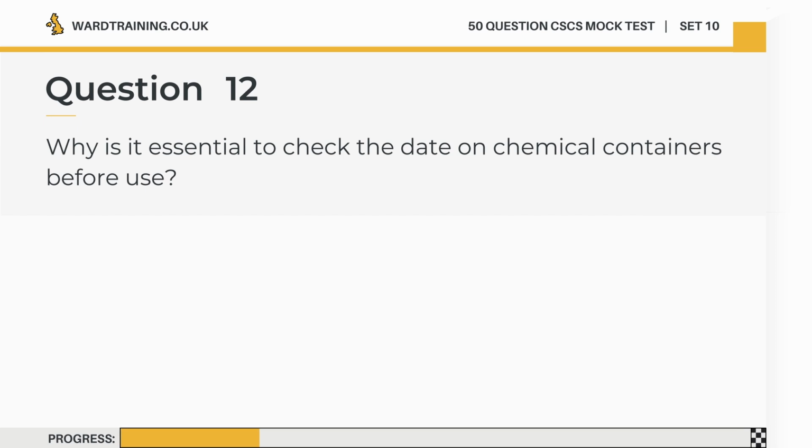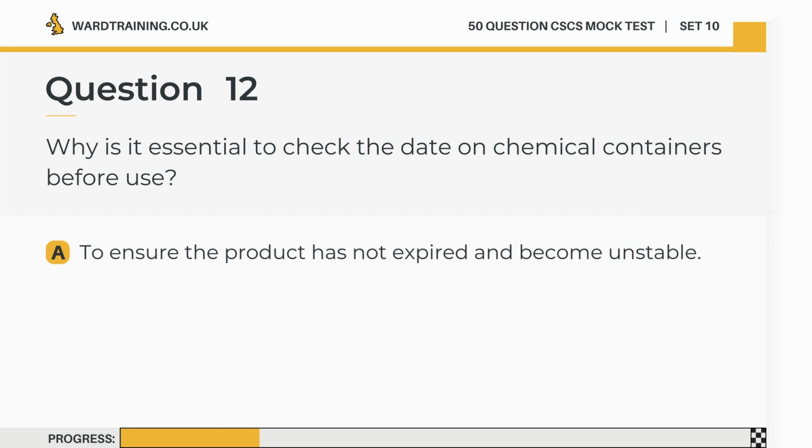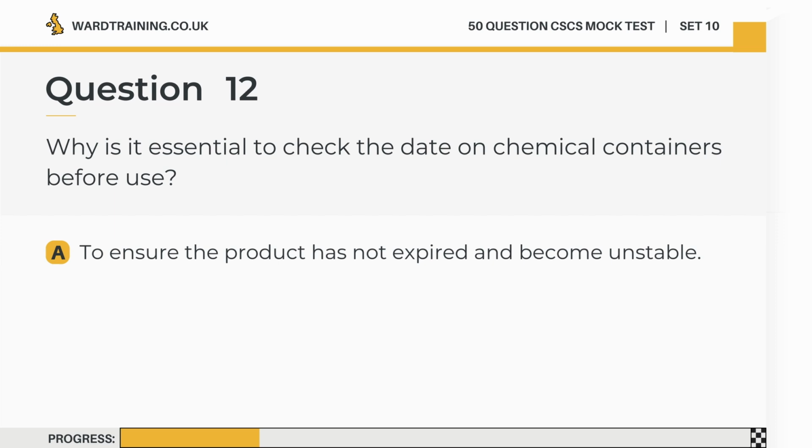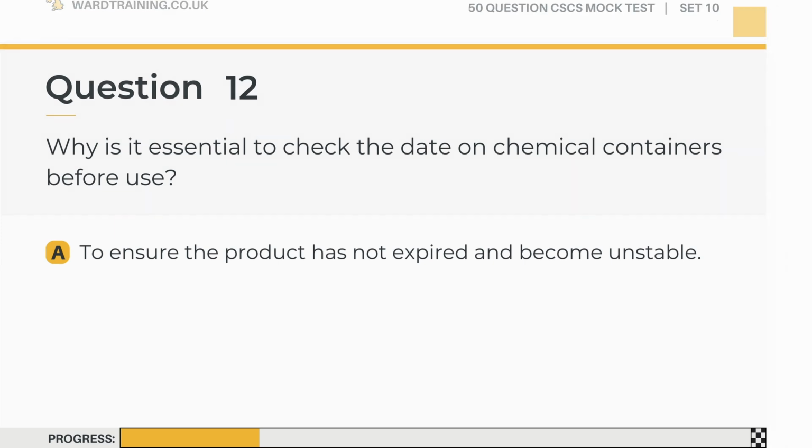Question 12. Why is it essential to check the date on chemical containers before use? A. To ensure the product has not expired and become unstable. B. To monitor recycling schedules. C. To check if the resin is the correct color. D. To confirm it has been delivered recently. The correct answer is A. To ensure the product has not expired and become unstable.